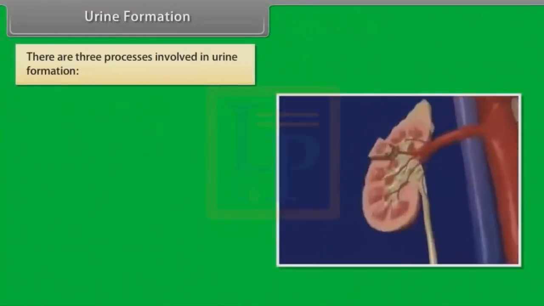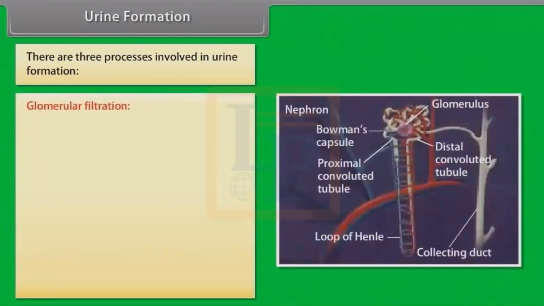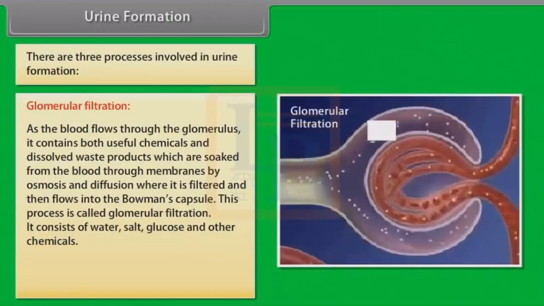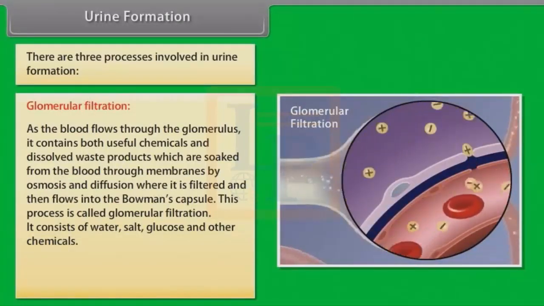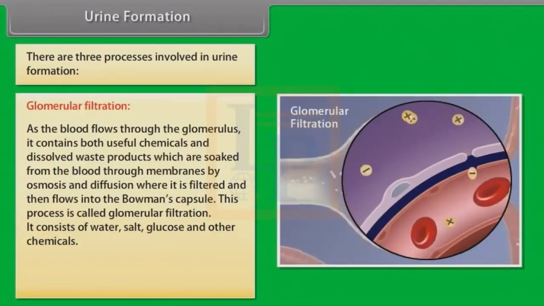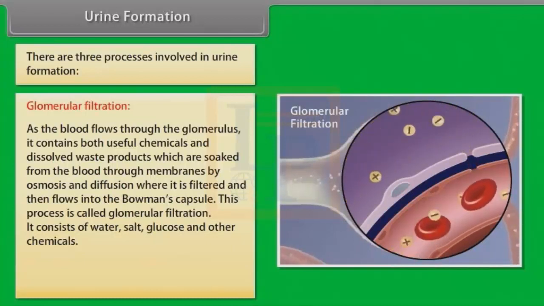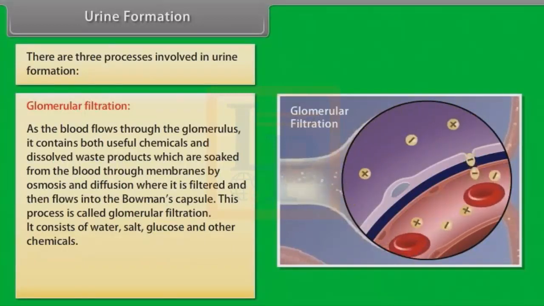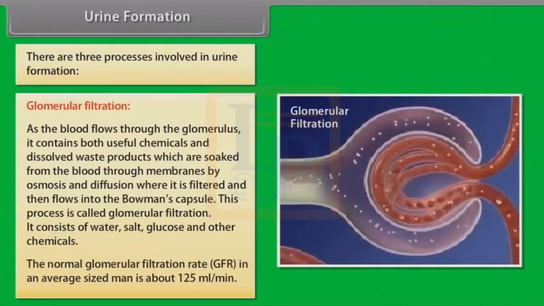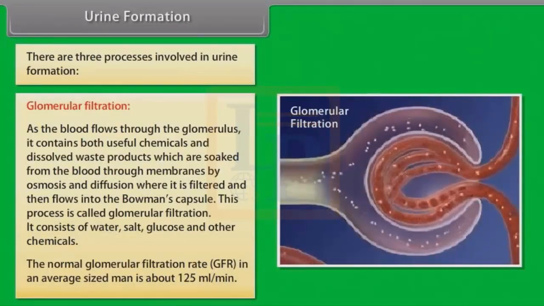Urine formation. There are three processes involved in urine formation. First is glomerular filtration. As the blood flows through the glomerulus, it contains both useful chemicals and dissolved waste products, which are filtered from the blood through membranes by osmosis and diffusion and then flow into the Bowman's capsule. This process is called glomerular filtration. The filtrate consists of water, salt, glucose and other chemicals. The normal glomerular filtration rate GFR in an average-sized man is about 125 milliliter per minute.